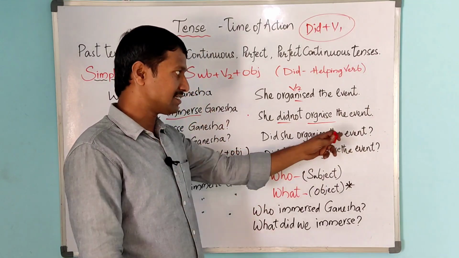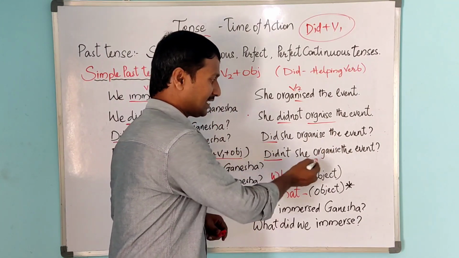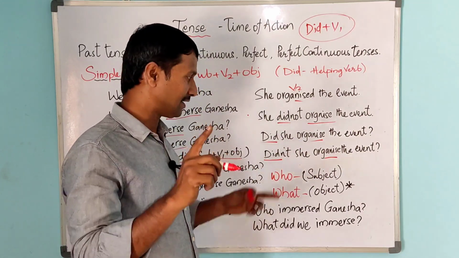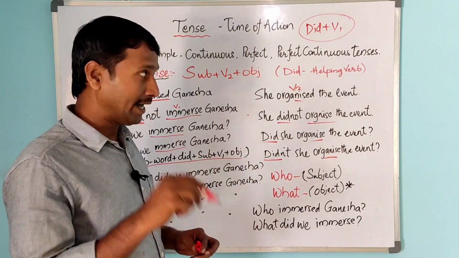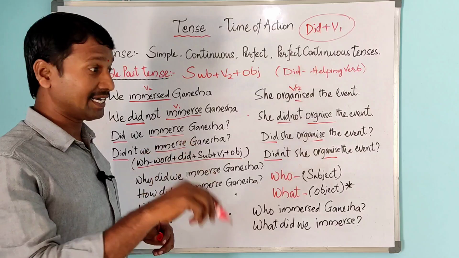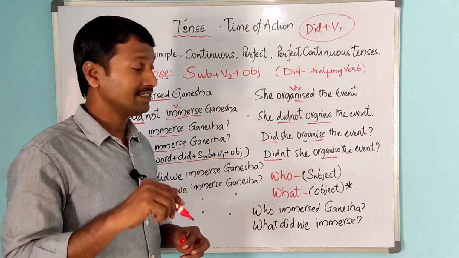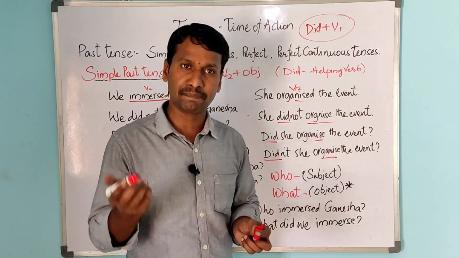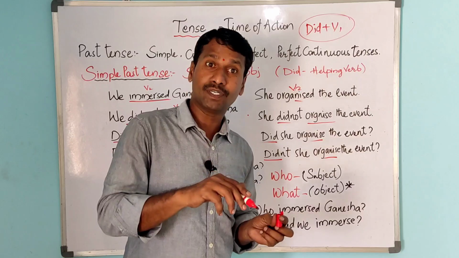Did she organize the event? Didn't she organize the event? As the rest of the three sentences included did, the verb form has taken V1. If I take this example into WH words: why did she organize the event? Where did she organize the event? How did she organize the event? When did she organize the event? So easily we can make simple past tense sentences: positive, negative, question positive, question negative, WH words positive as well as negative.